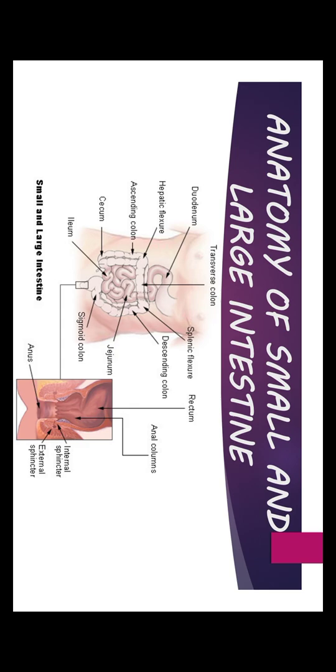Second part of the large intestine is ascending colon. The part above the ileocecal valve is called ascending colon. Ascending colon passes upward from the cecum to the level of the liver, where it turns abruptly to the left and forms the right colic flexure.